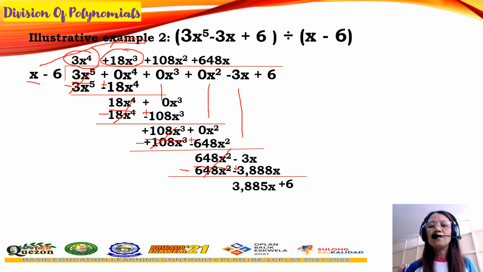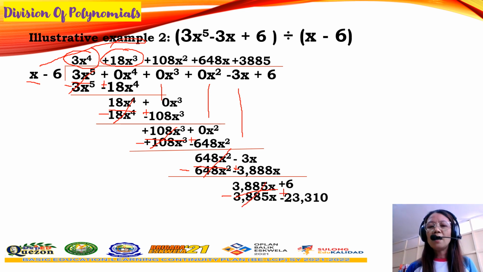O, last na to. Ito pa ngayon ang pan-divide by x is equal to 3,885. Then multiply 3,885 times x is 3,885x. 3,885 times negative 6 is equal to negative 23,310. Then, same process, change the sign of the subtrahend.